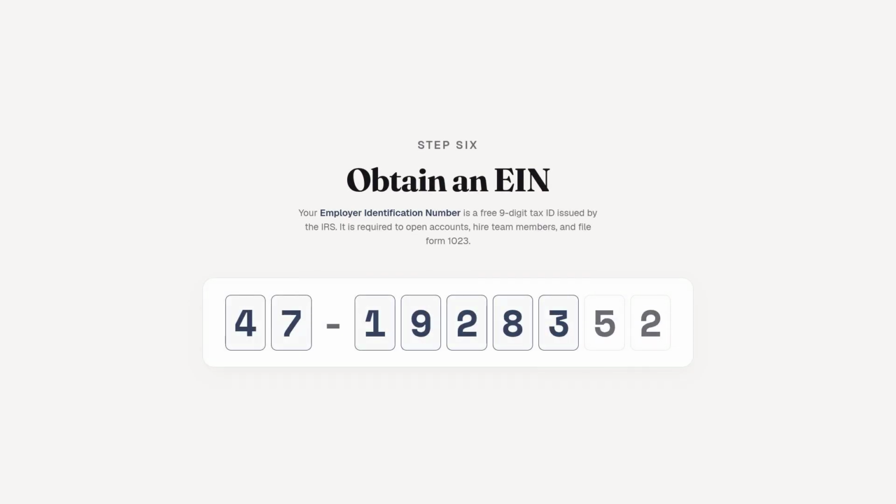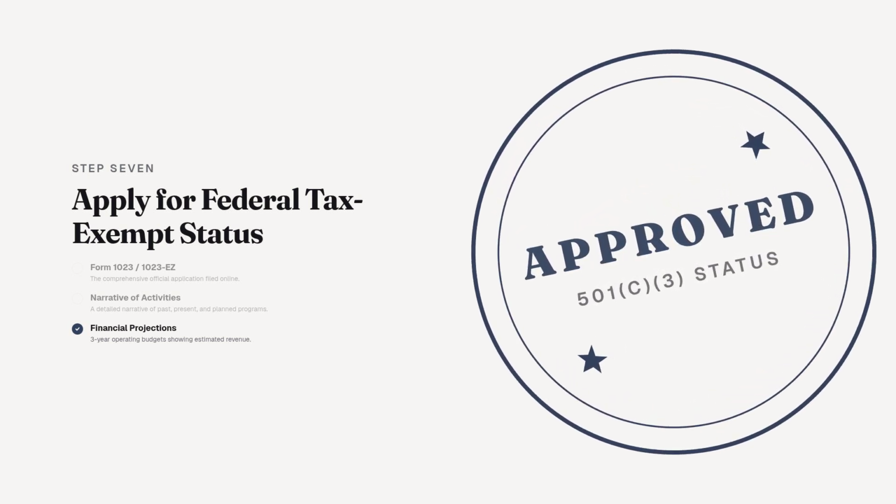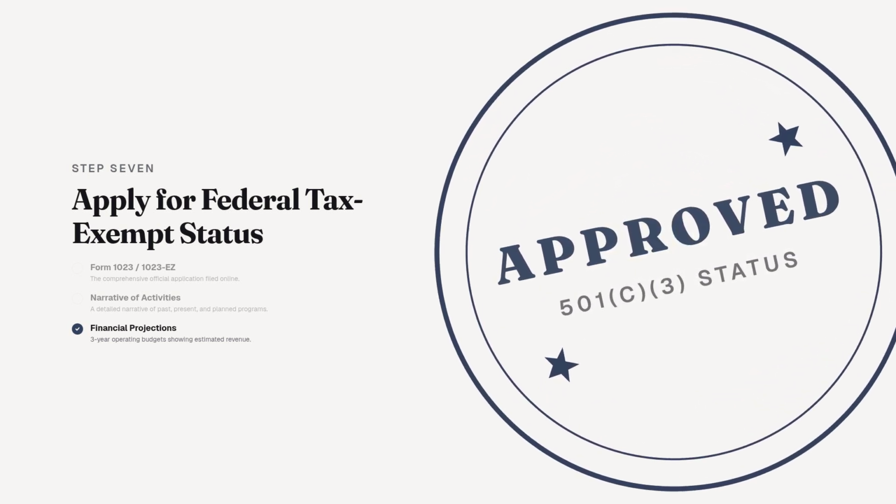Step 6. Obtain an EIN. Required for opening a bank account, hiring employees, and filing with the IRS. Step 7. Apply for federal tax-exempt status. File Form 1023 or 1023Z with the IRS. Include a narrative of activities, financial projections, governance documents, and applicable policies.